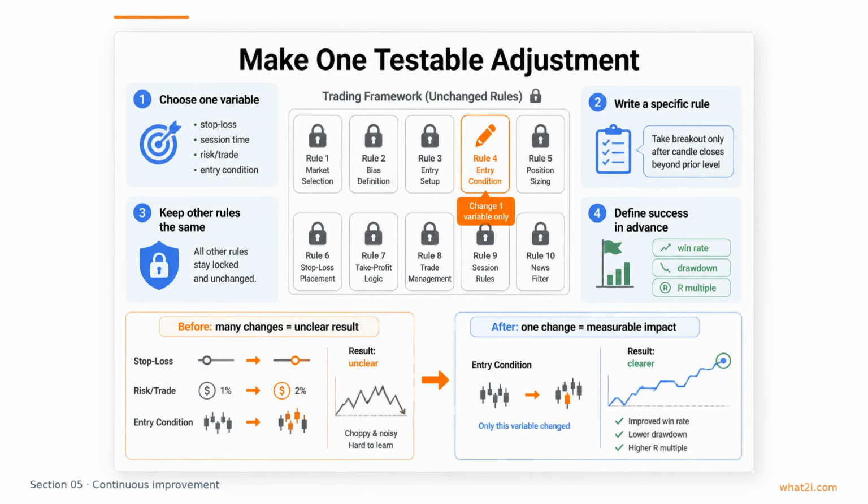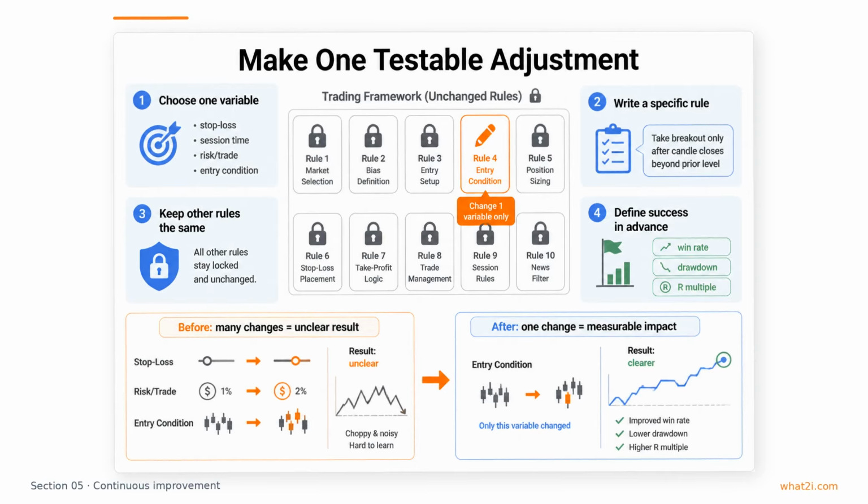Once a recurring issue is identified, the best response is to make one testable adjustment. Choose a single variable, such as a session filter, an entry confirmation, or a stop-loss rule, and write the new rule clearly. Keep the rest of the framework unchanged so the effect of the adjustment can actually be measured. It also helps to define success in advance, such as better win rate, lower drawdown, or fewer oversized losses. If many variables are changed at once, the result becomes impossible to interpret. Controlled improvement depends on being able to say what changed and what happened afterward.